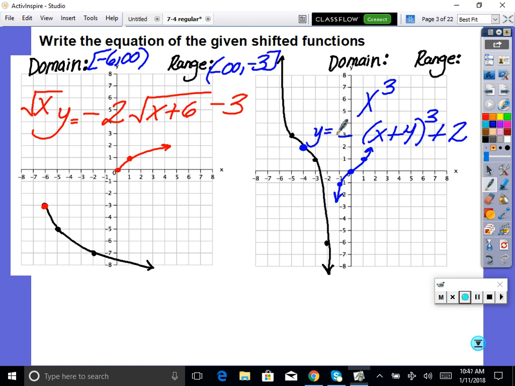All good? Where's my function growing from left to right? Negative infinity to infinity. What's my range? Yep, negative infinity to infinity. It's going down forever, up forever. Awesome. Let's move on to the next thing.